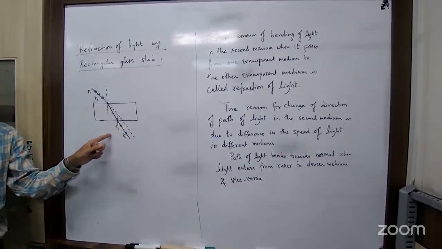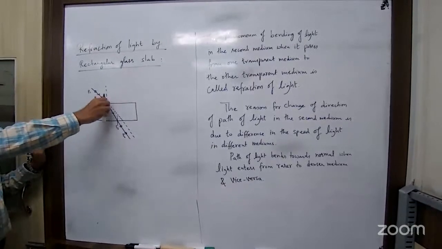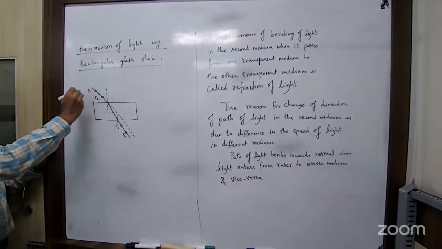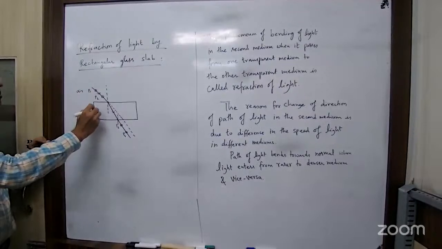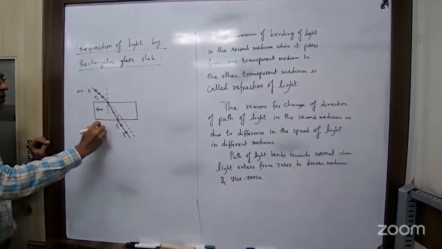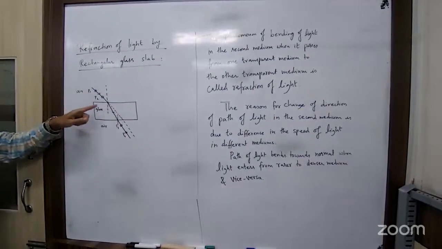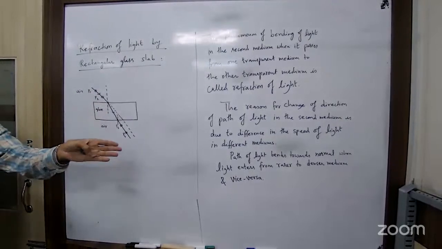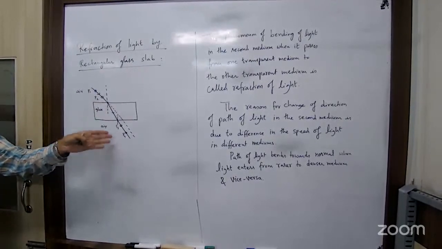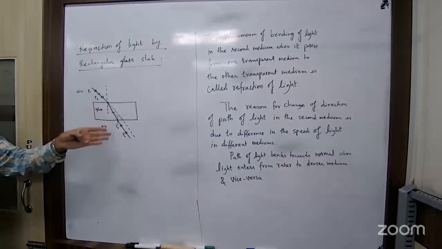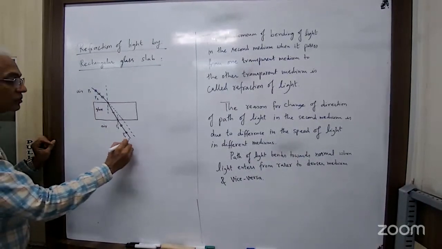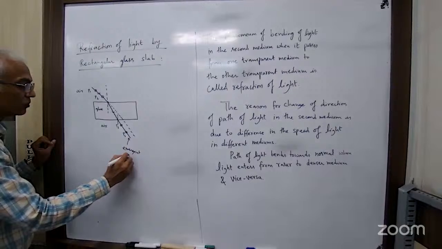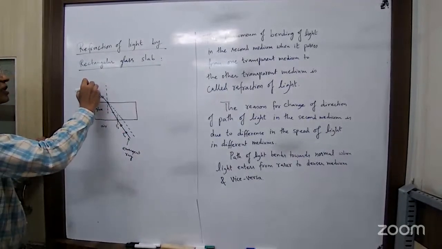This is a parallel ray. So whatever bending happened inside the glass slab, the reverse bending happened when it came out. Because what is the medium here? This is air. This is glass. This is air again. So whatever bending of light happened here, that bending is reversed when it came out. So there is no deviation between the final output. This is called emergent ray. This is called incident ray.